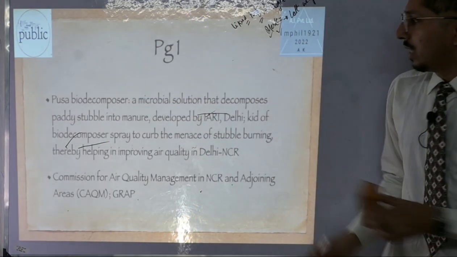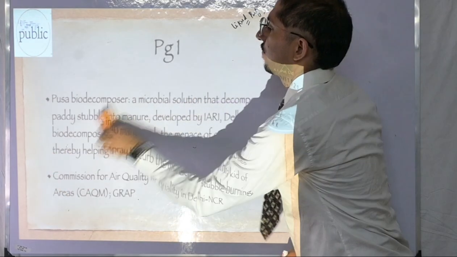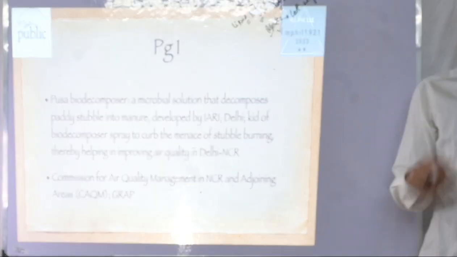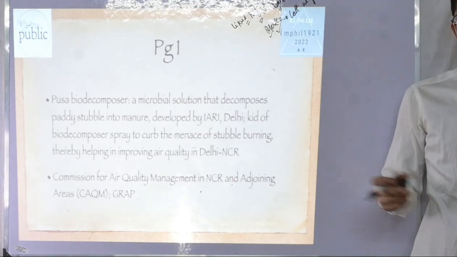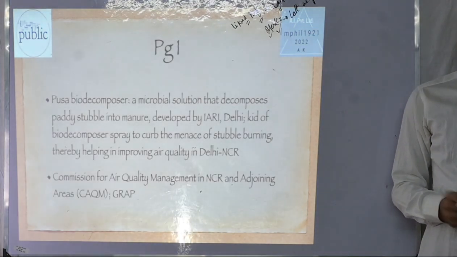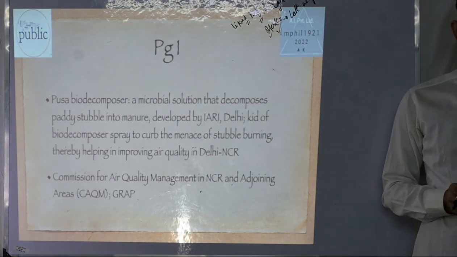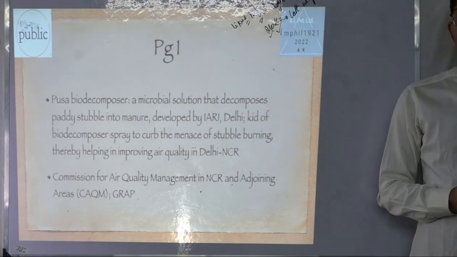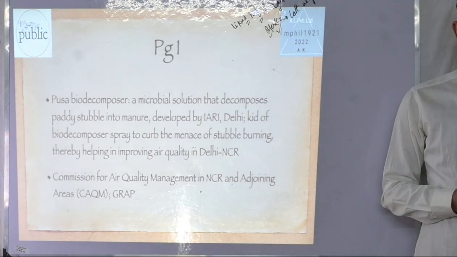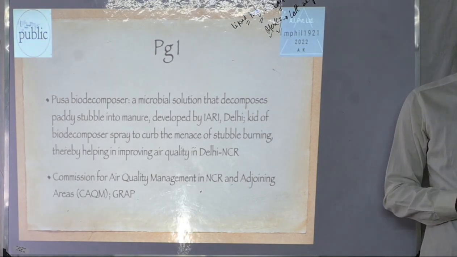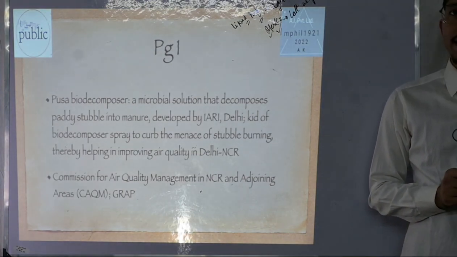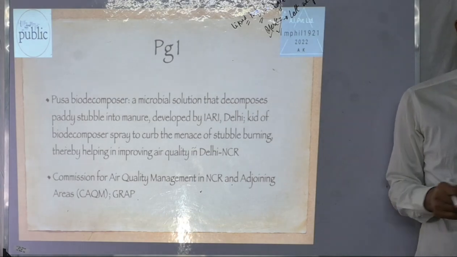Another news from the page 1, you can see it's about this air quality that is degrading in the NCR, Delhi NCR. So there is only one important factual thing that you need to see. Pusa biodecomposer. So it's a microbial solution that decomposes the paddy stubble into manure, developed by Indian Agricultural Research Institute, that is in Pusa, Delhi.